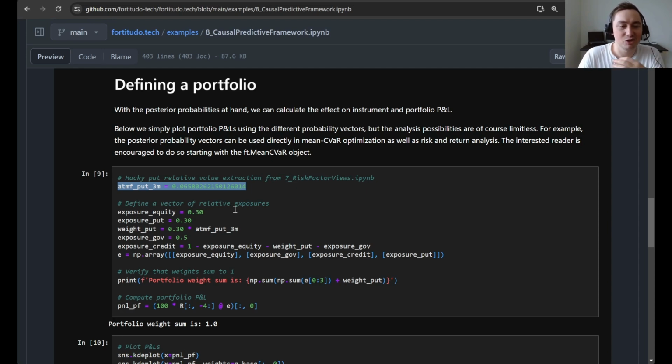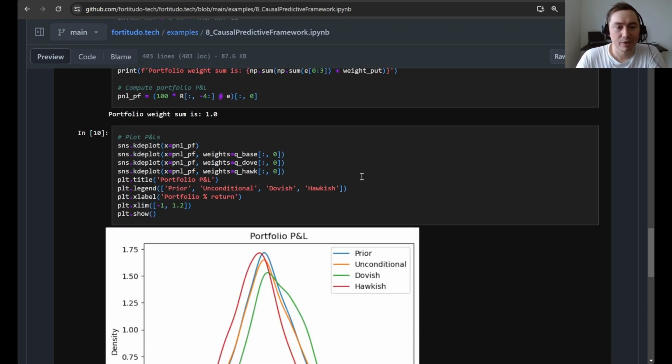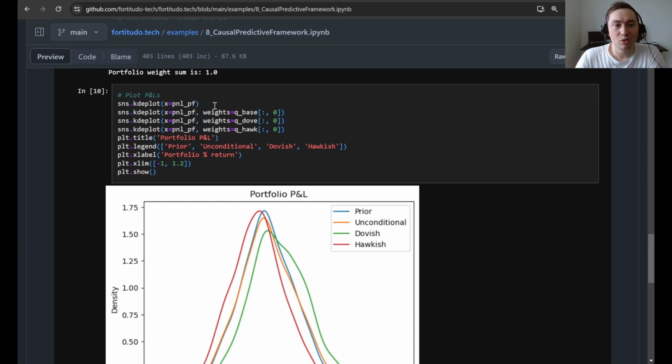that example. So if you want to see more about these things, then I encourage you to go in and see the video before, where we also talk about this derivatives framework and why these portfolio weights still need to sum to 1, even though the exposures can sum to something else. All right. So now we have this portfolio P&L, and then we just make some plots. So the prior P&L, and then the base case for the Bayesian network, and then the dovish and the hawkish.